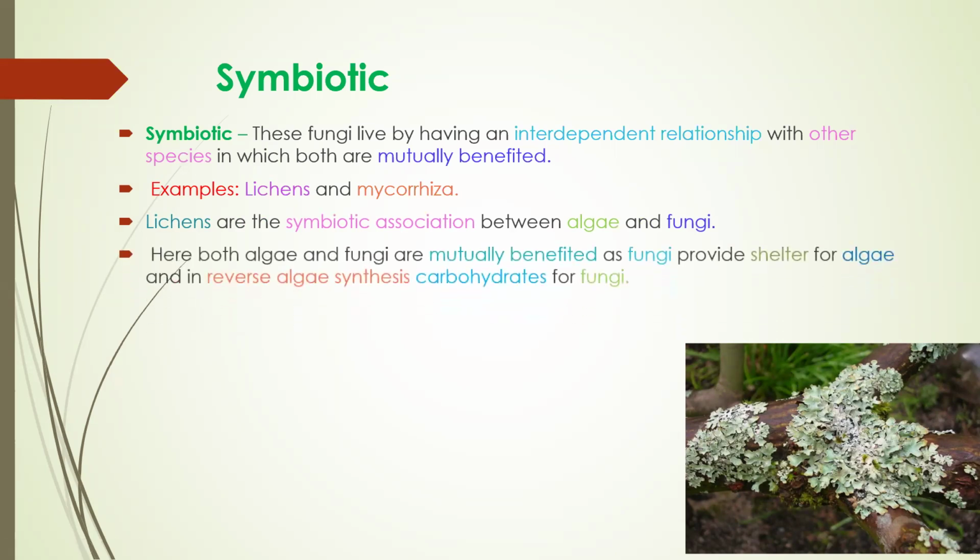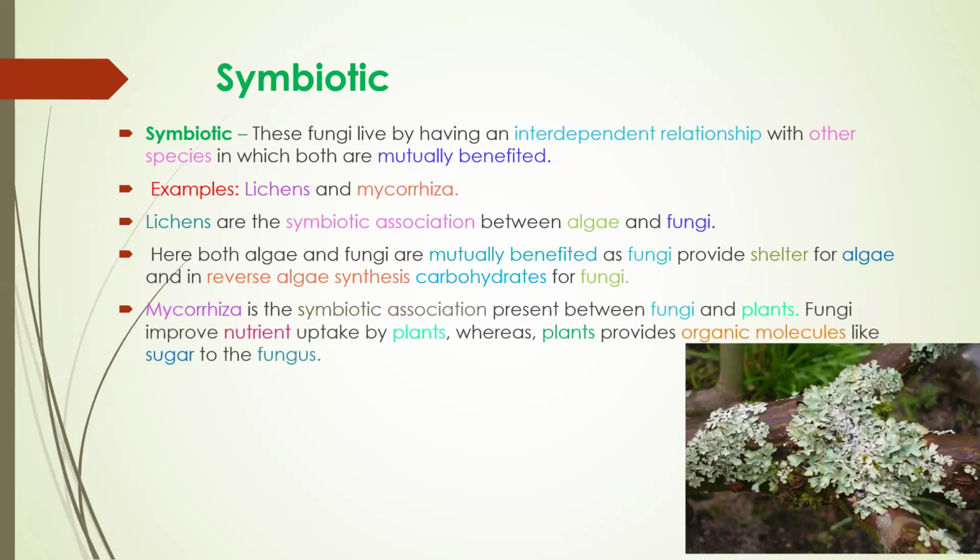Both algae and fungi are mutually benefited, as fungi provide shelter for algae and in reverse algae synthesize carbohydrates for fungi. Mycorrhiza is the symbiotic association present between fungi and plants. Lichens are the symbiotic association between algae and fungi. Don't confuse: mycorrhiza is another example of symbiotic fungi. Lichens is one example, mycorrhiza is the second example. Both are different, don't confuse.